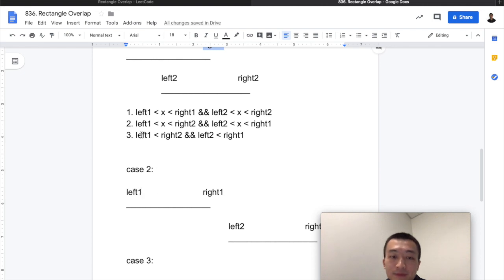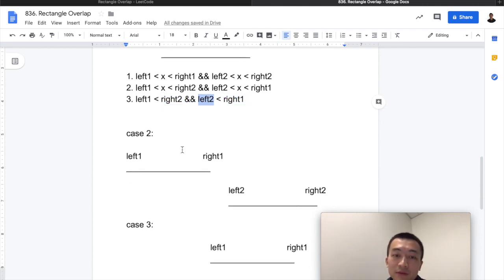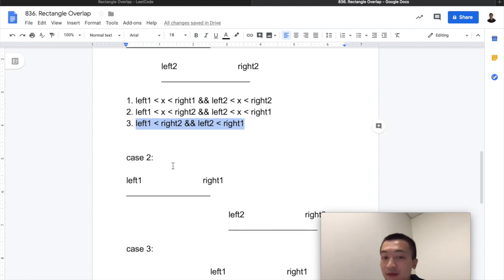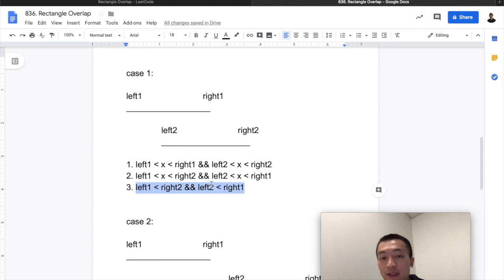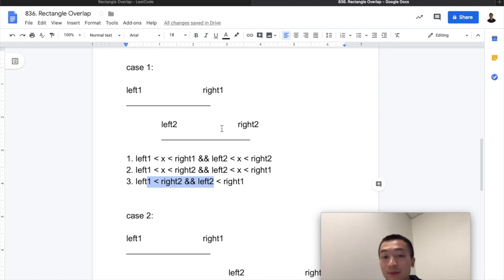If you see here, this condition doesn't hold for this case, right? Left 1 is smaller than right 2. Yeah, that's true. But left 2 is here. Left 2 is actually greater than right 1, right? So this condition doesn't hold. So this entire and condition is going to fail. So case 2 doesn't hold. These two segments don't overlap, right? With this graph and how we can derive these conditions from it, we can clearly understand these are the sufficient and necessary conditions to have the two segments overlap each other.